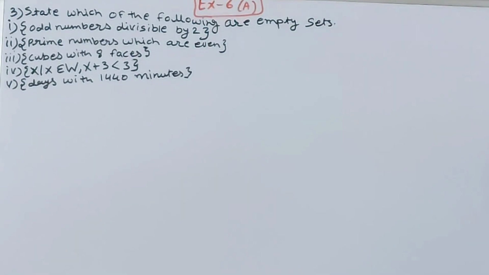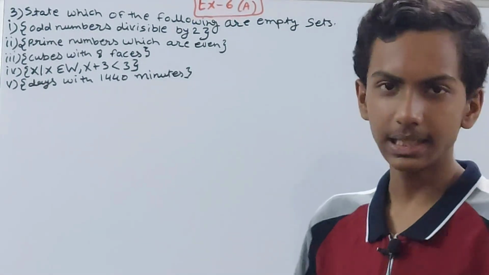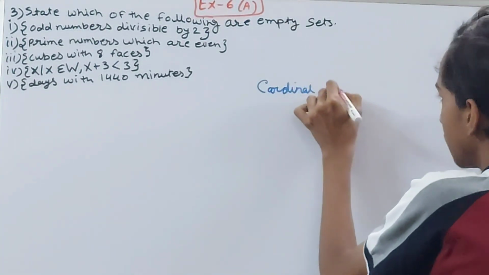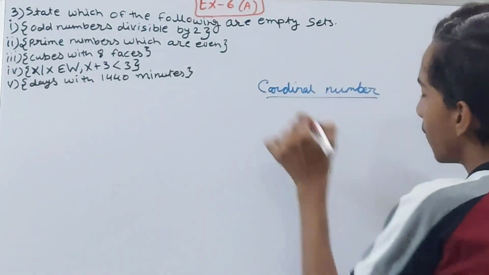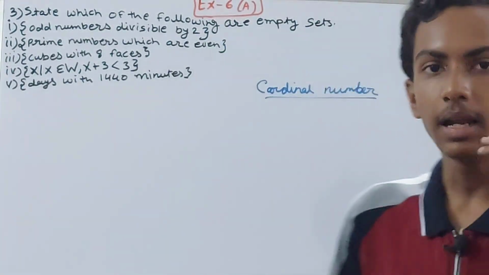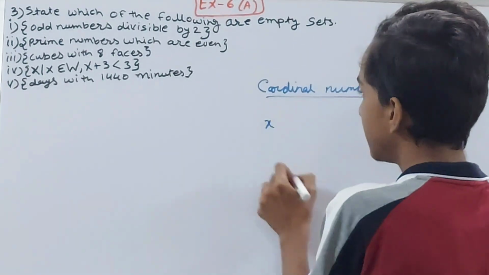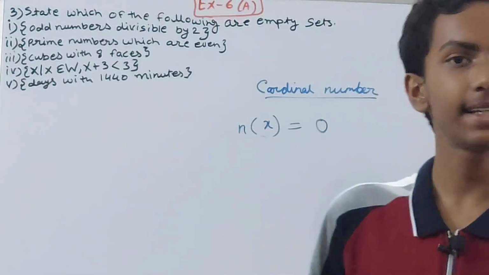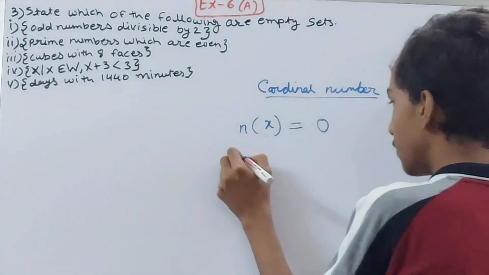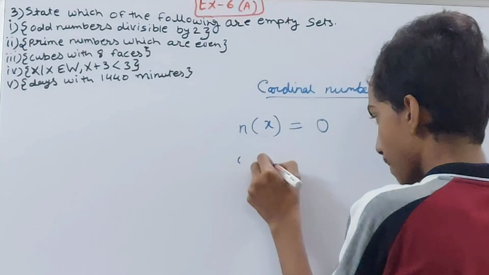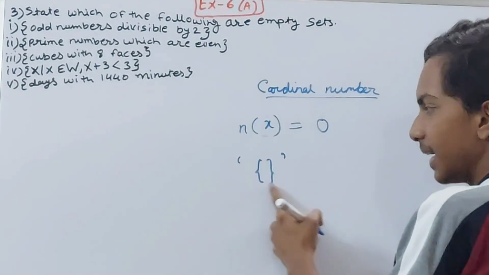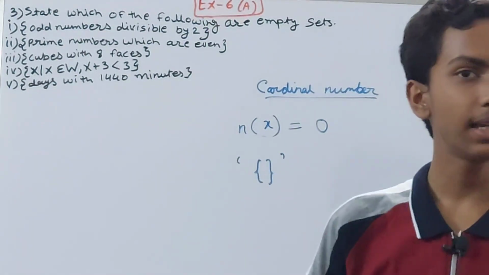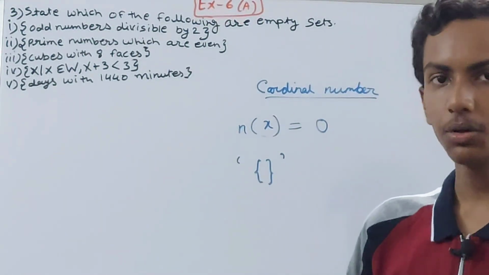Of course, we can count the number of elements of a set. That number is called the cardinal number of a set. If suppose x is any set and the cardinal number of x is equal to 0, then that set is an empty set, and usually we denote it like this: braces, the regular way of writing sets, but empty braces, nothing written inside. It is used to denote an empty set.